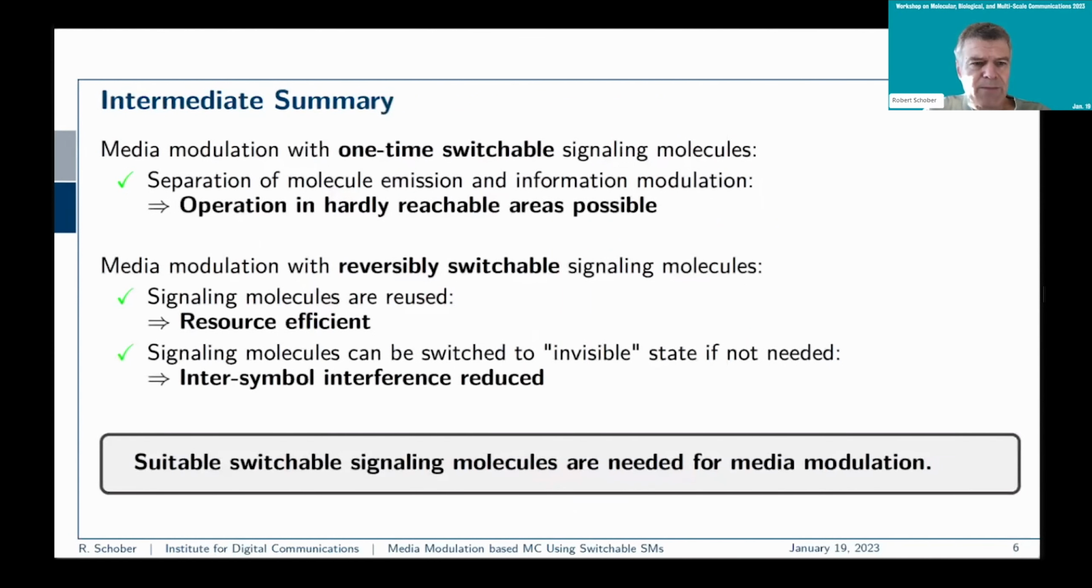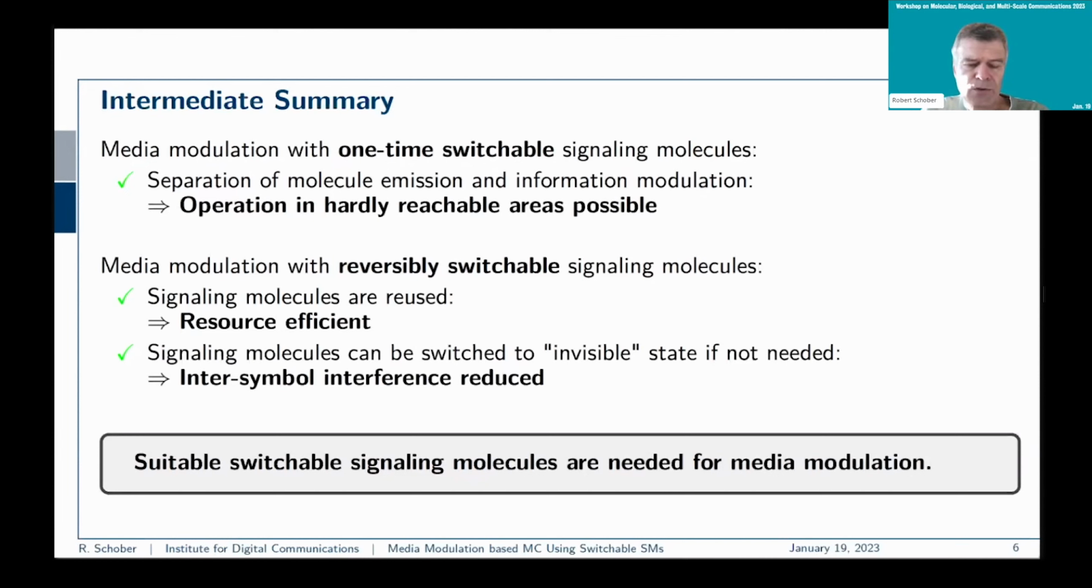Now, a short intermediate summary, right? So we saw that this media modulation may have some advantages, and we have to be able basically to switch molecules. This could happen one time, right? So one-time switchable molecules, and we will come to those in a minute. Or as in my example here, this could happen reversibly. So we can switch back and forth. And then, of course, we are resource efficient since we use the same signaling molecules many times. And we avoid interference because we can set them back to the original state.